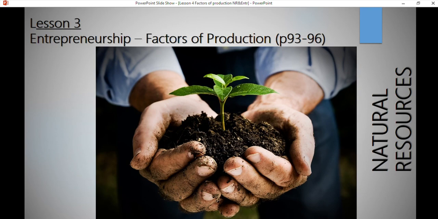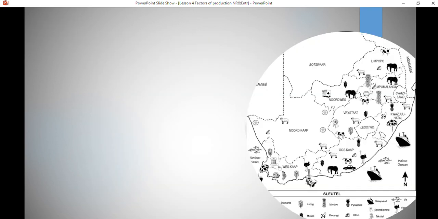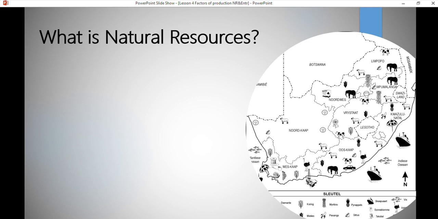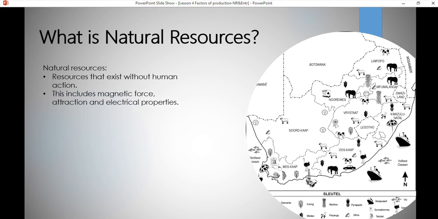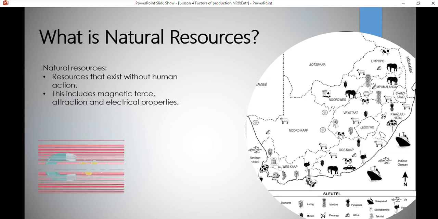Okay, let's get into this. So what are natural resources? Natural resources include all things that come from the earth. It doesn't have anything to do with humans or human actions. This includes things like magnetic force, attraction, electrical properties. These are all laws. I mean, gravity is there. It's not due to any of our actions, but it's still there. There are magnetic forces, electrical properties, all of that is part of natural resources.